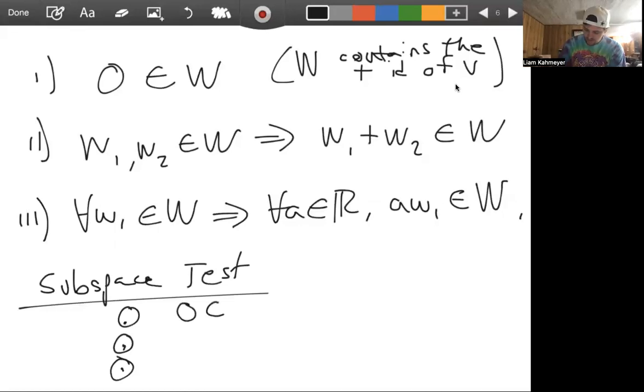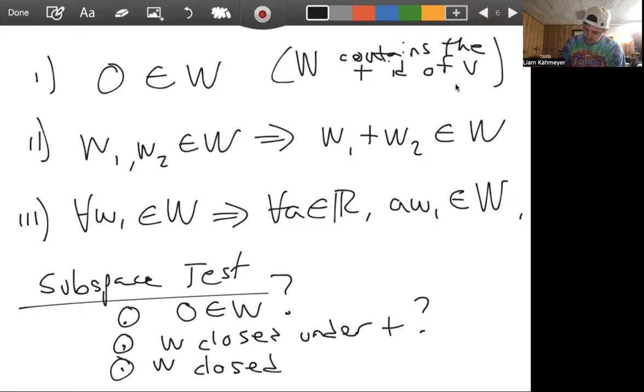You ask, is 0 an element of W? You ask, is W closed under addition? And you ask, is W closed under scalar multiplication, right? That's really what you have to ask yourself. And if you can prove these 3 things, or show these 3 things, then you've proven that this given collection, or this given subset of V is a subspace.